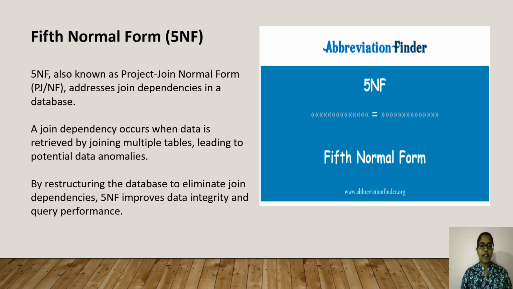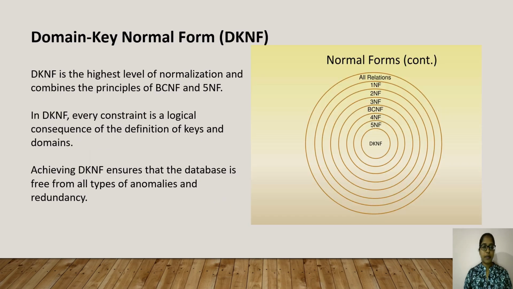Fifth normal form, 5NF. 5NF, also known as Project-Join Normal Form, PJNF, addresses join dependencies in a database. A join dependency occurs when data is retrieved by joining multiple tables, leading to potential data anomalies. By restructuring the database to eliminate join dependencies, 5NF improves data integrity and query performance.